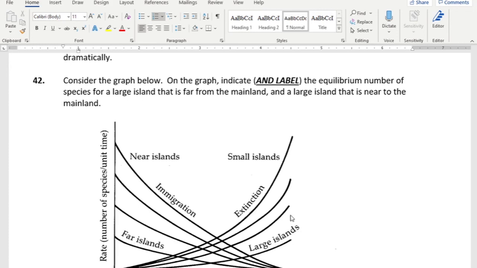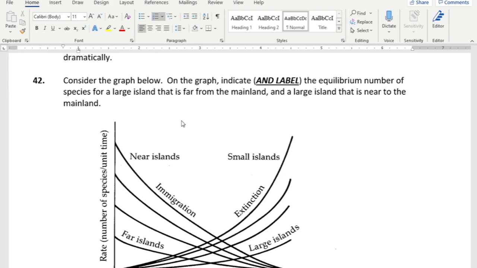Well, this makes sense because a small island is going to have greater extinction than a large island, simply because the populations are bigger, right, and the amount of genetic diversity is greater. On a near island, it's an easier target to get to than a far island. So the immigration rate for a near island will be greater than the immigration rate for a far island. So let's now answer the question.